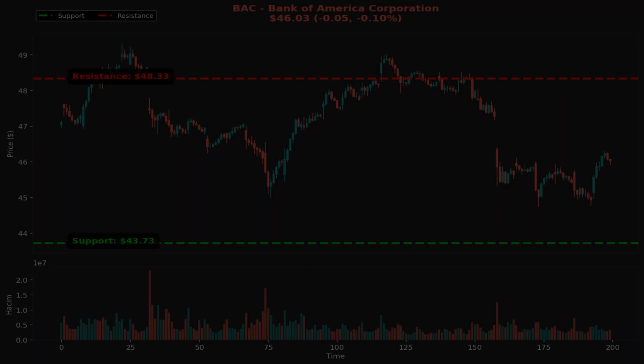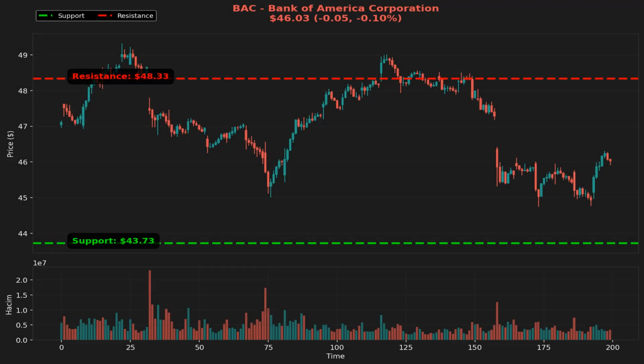Section 6. Support and Resistance. Key support for BAC is identified at $43.73, while resistance is noted at $48.33. These levels are critical for traders as they mark areas where the stock may reverse direction. The support level at $43.73 represents a price point where buying interest may emerge, potentially preventing the price from falling further. Conversely, the resistance level at $48.33 serves as a psychological barrier that could cap upside movement unless convincingly breached.